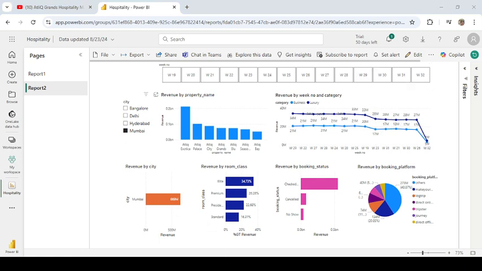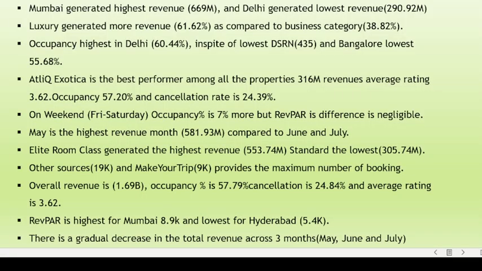As I have shown you, we have concluded the analysis based on the report. Mumbai generated the highest revenue, and luxury generated more revenue, this much percentage as compared to the business category. Occupancy highest is in Delhi, at 60.44 percentage. Exotica is the best performer among all the properties. On weekends, occupancy percentage is 7% more, but the RevPAR difference is negligible. May is the highest revenue month compared to June and July. Elite room class generated the highest revenue and Standard the lowest. Other sources and MakeMyTrip provide the maximum number of bookings.